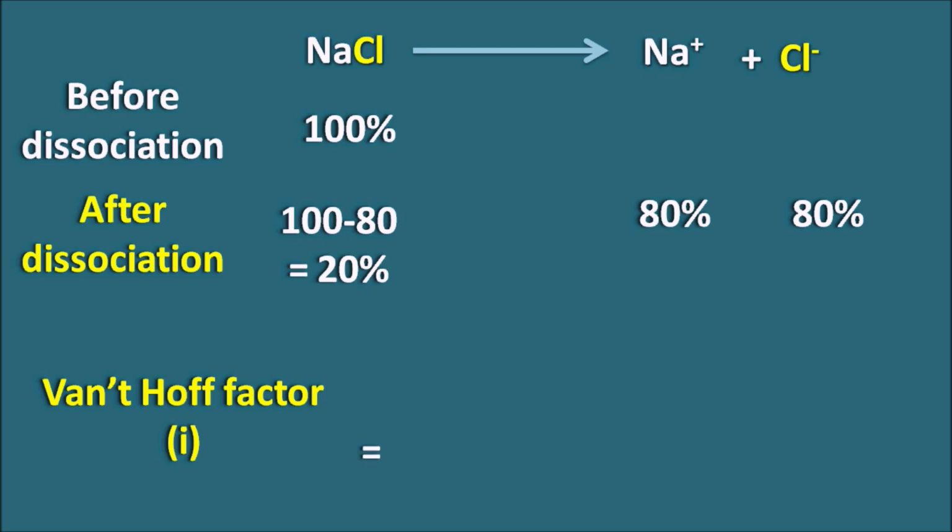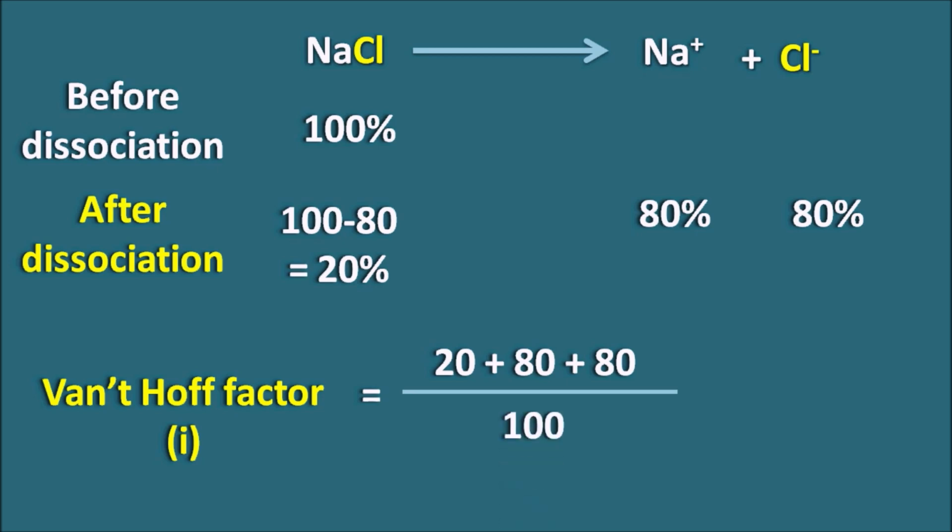So now i is equal to the total number of particles, which include sodium chloride as well as sodium ions and chloride ions after dissociation. Which is nothing but 20% plus 80% plus 80%, divided by the particles before dissociation, that is only 100%. So by solving this, we will get the Van 't Hoff factor i equal to 1.8. So for sodium chloride, which is undergoing 80% dissociation, the Van 't Hoff factor is 1.8.